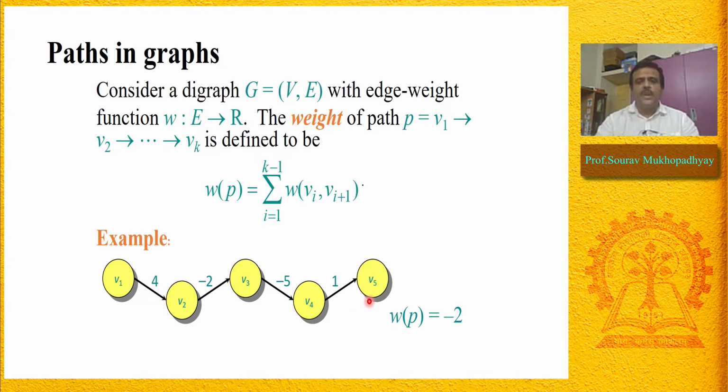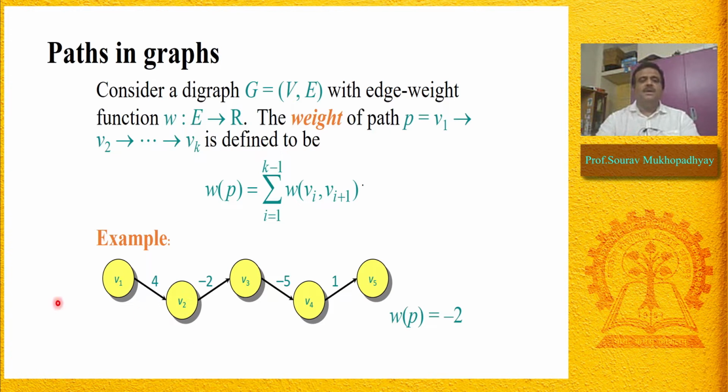So, this is a path from v1 to vk. Now, what do we mean by the weight of this path? The weight of a path is the sum of the weights of all the edges on the path. So, for this general path, we have the sum over i equal to 1 to k minus 1 of w(vi, vi+1). If we put i equal to 1, this is the weight of this edge, then the weight of this edge. Basically it is the sum of the weights of all the edges in the path. That is the weight of the path.